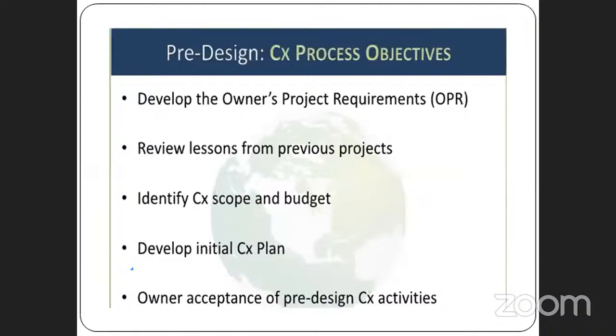Next, what is the main objective? Why are we doing this quality process? You want to first satisfy the owner's requirement. Once you satisfy the owner's requirement, your product will be successful in the market.